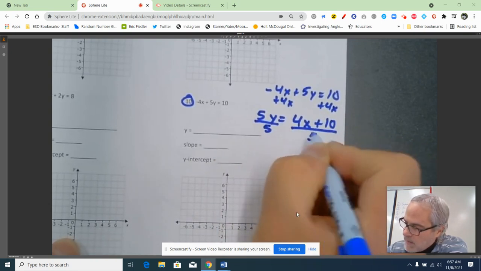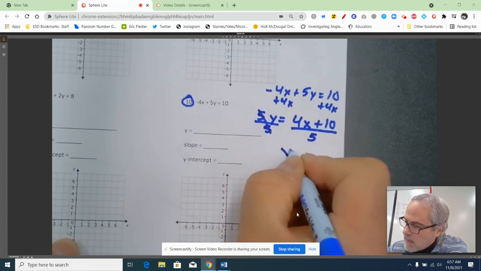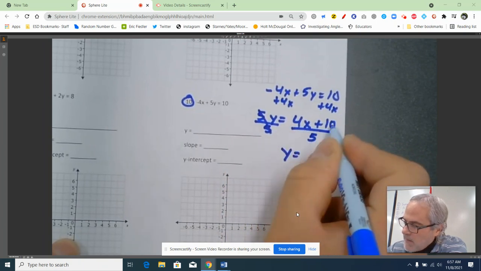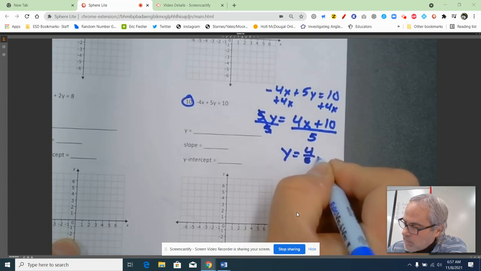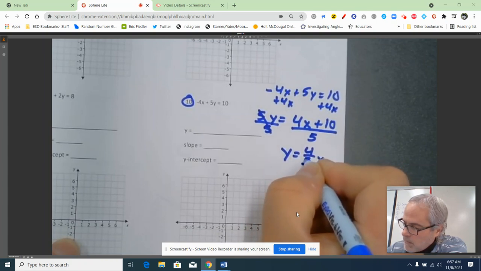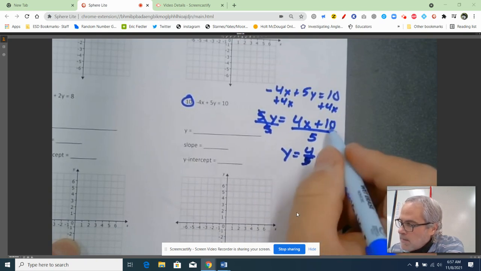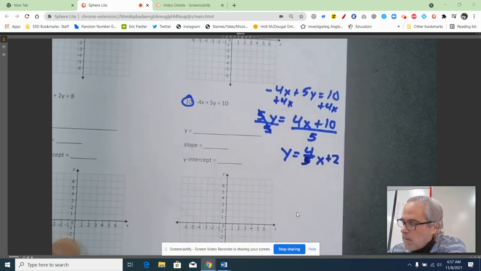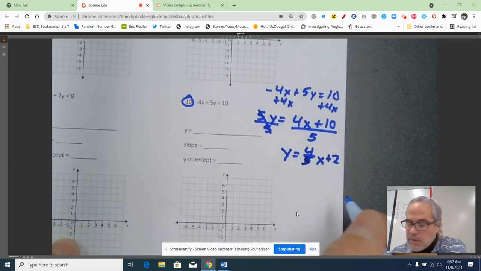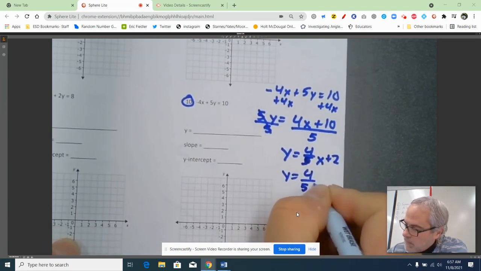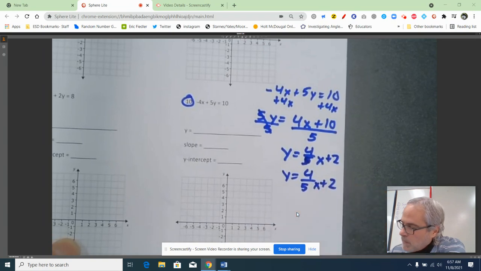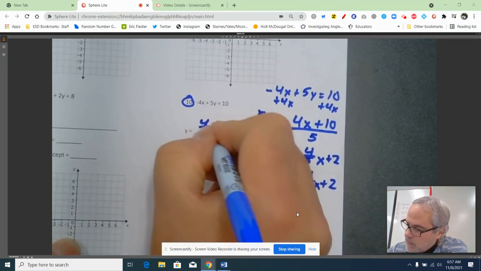Now, when you divide by 5, this is actually the distributive property too. I have to divide this by 5 and this by 5. So 4 over 5 is just 4/5 x. Hard to read there. Sorry, my pen kind of blurred. 10 divided by 5 is 2. So now this could be a question that's on the previous page. I'm going to rewrite it so make sure you can read it. 4/5 x plus 2.